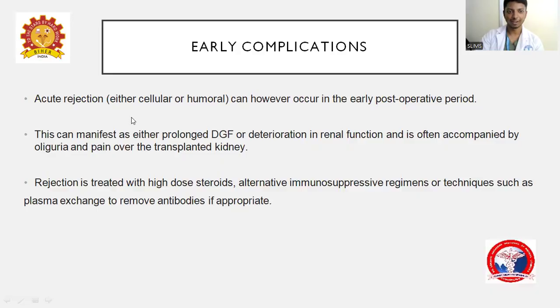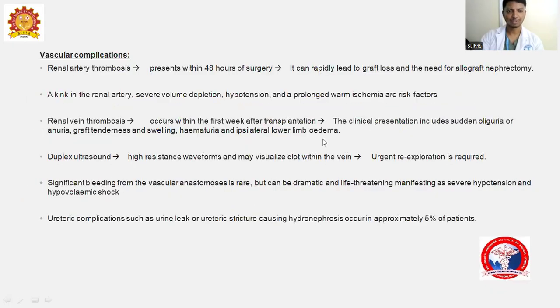Early complications. Acute rejection can occur in the early post-op period. This can manifest as either prolonged or delayed graft function, or deterioration of renal function. It's often accompanied by oliguria and pain over the transplanted kidney. Rejection is treated with high-dose steroids, alternative immunosuppressant regimens, or techniques such as plasma exchange to remove antibodies, if appropriate, can be employed.